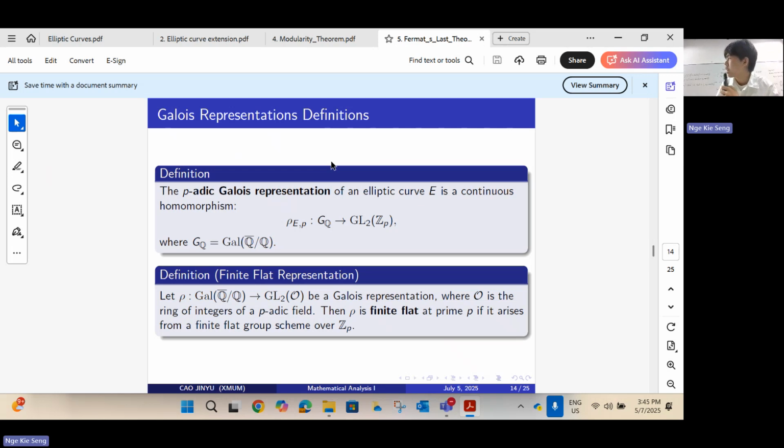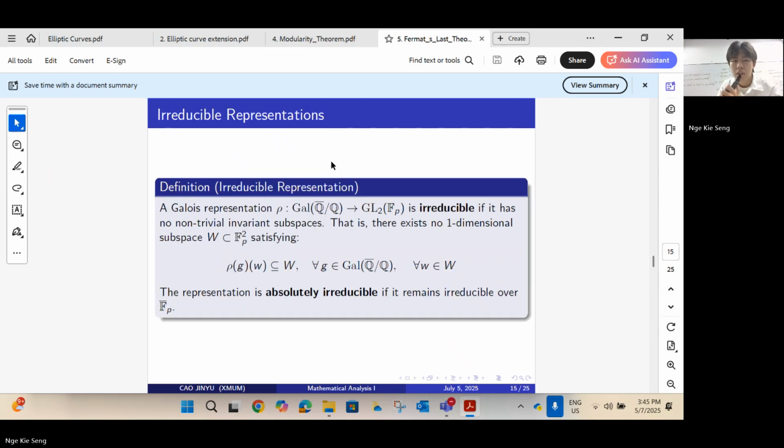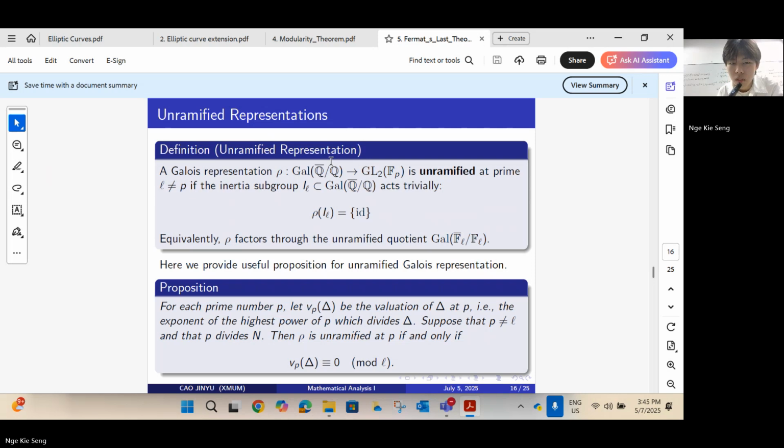We say a Galois representation is finite flat at every prime p if it arises from a finite flat group scheme over Z_p. And we say it is irreducible if there is no one-dimensional invariant subspace. We say the Galois representation is unramified if its inertia group is contained in the kernel of this representation.